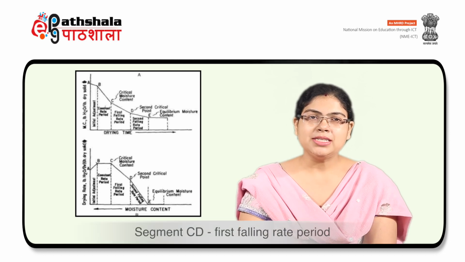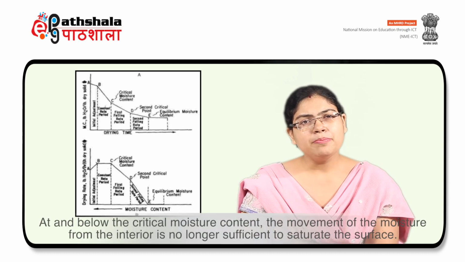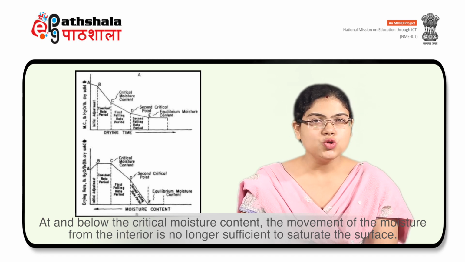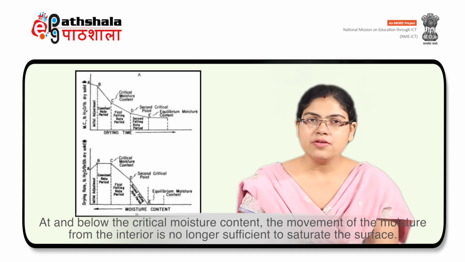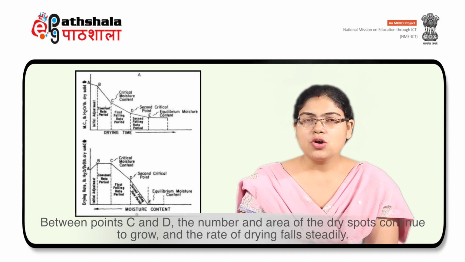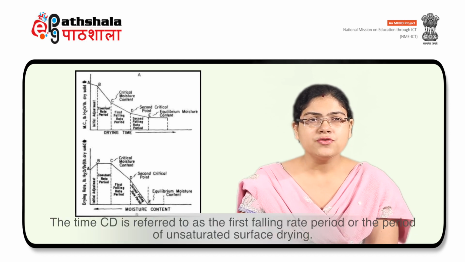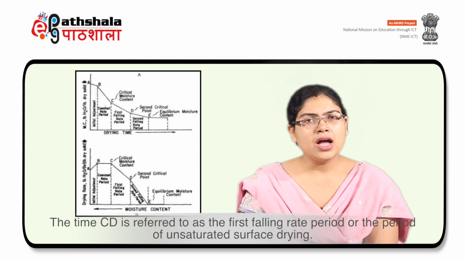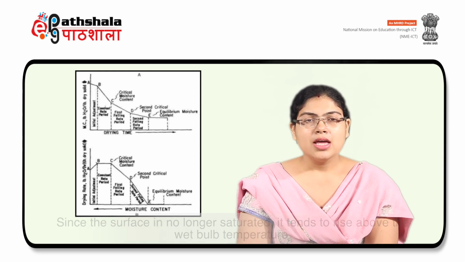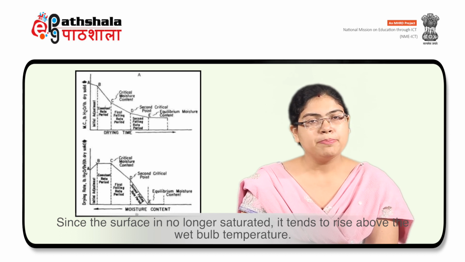Now talking about segment CD, it is known as the first falling rate period. At and below the critical moisture content, the movement of moisture from the interior is no longer sufficient to saturate the surface. Between point C and D, the number and the area of the dry spots continue to grow and the rate of drying falls steadily. The time CD is referred to as the first falling rate period or the period of unsaturated surface drying. Since the surface is no longer saturated, it tends to rise above the wet bulb temperature.